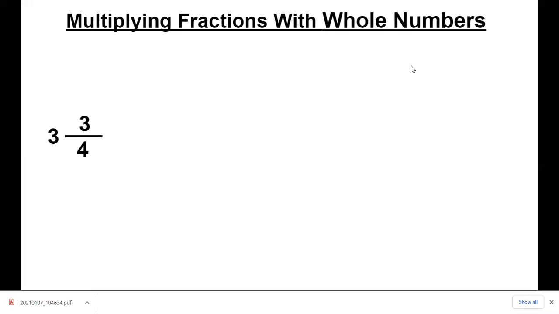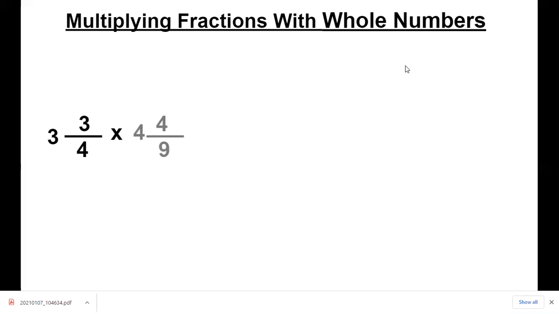Okay, welcome back. We are now going to multiply fractions, it says, with whole numbers again. Okay, why did I say that? Let's see. Oh, it should say with mixed numbers. Multiply fractions with mixed numbers. I'll have to change that on the screen. Okay, so 3 3/4 times 4 4/9.